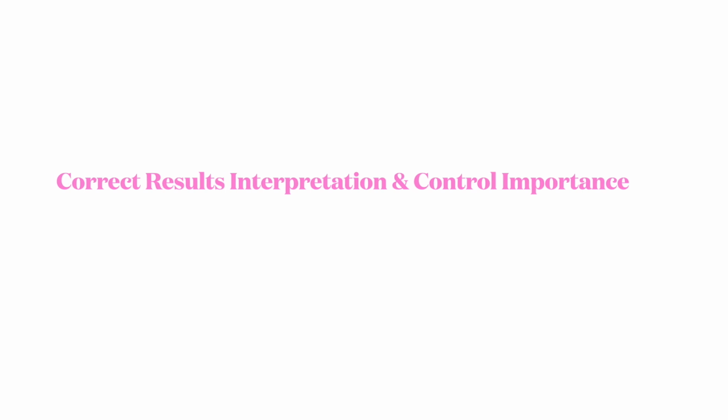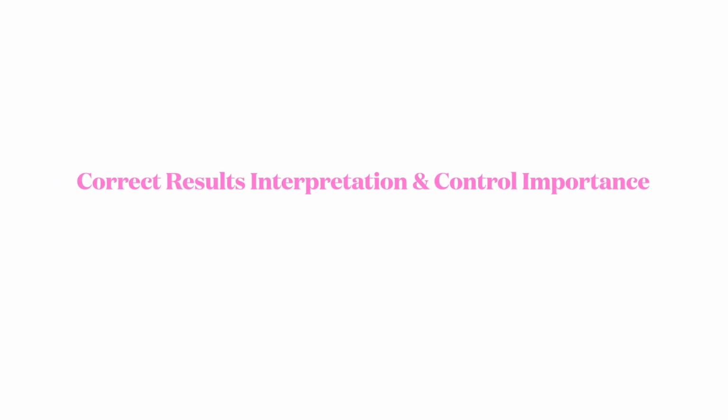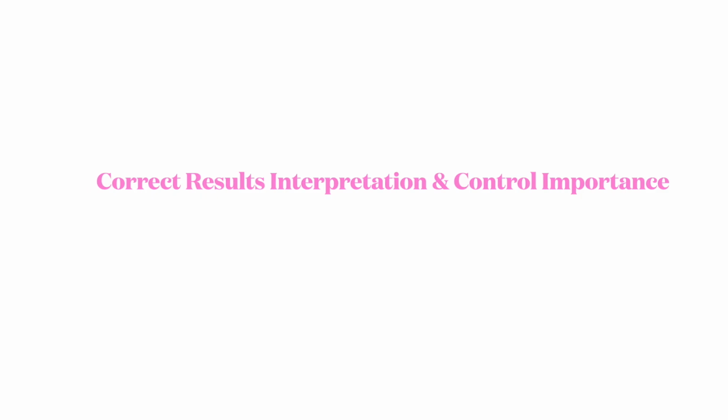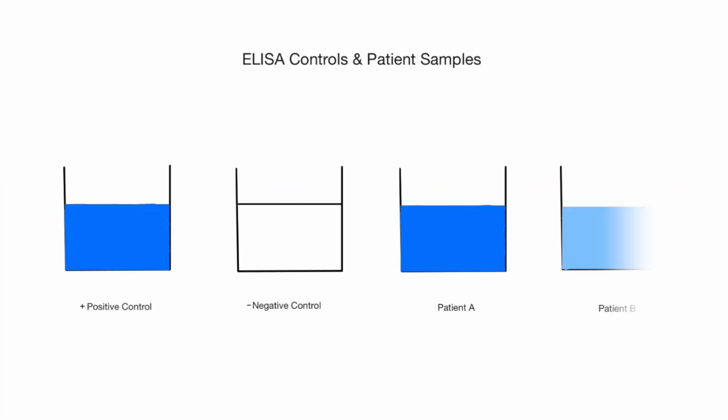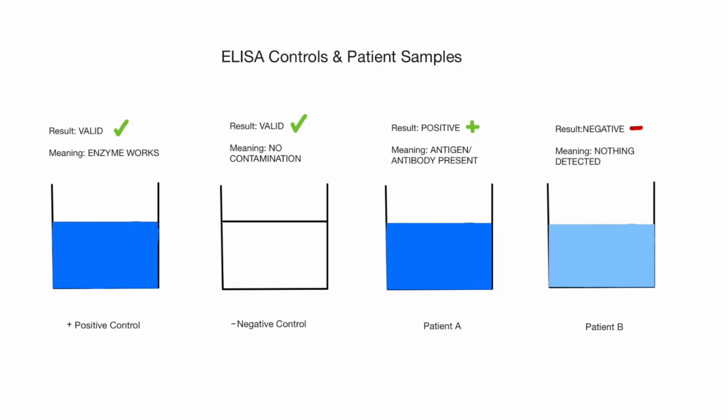Next, we're going to discuss how to interpret results correctly and the importance of controls in both tests. To ensure the validity of each ELISA test, we include both positive and negative controls. The positive control already contains a known antigen or antibody. This should always turn blue to show that our reagents and enzyme system are working correctly. The negative control remains clear, proving that no contamination or false binding occurred. The patient wells are then compared to these controls.